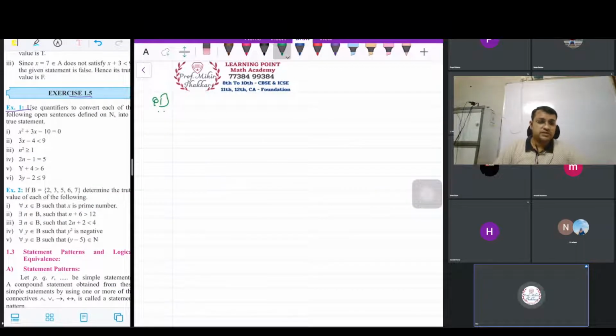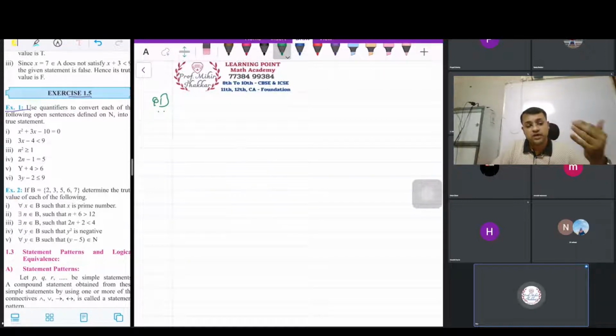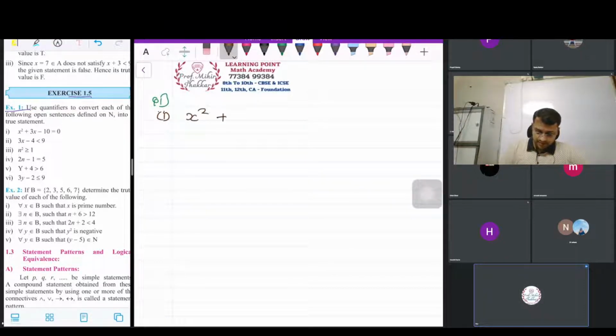The first question over here says: use quantifiers to convert each of the following open sentences defined on the set into a true statement. So now guys, we are given an open sentence and I have to convert it into a true statement. The first example that is given to me, just observe carefully and then you can copy down later on. It says x square plus 3x minus 10 is equal to 0. Let me try to find what all possible values of x are satisfied by this quadratic equation. So we have to obviously factorize it.